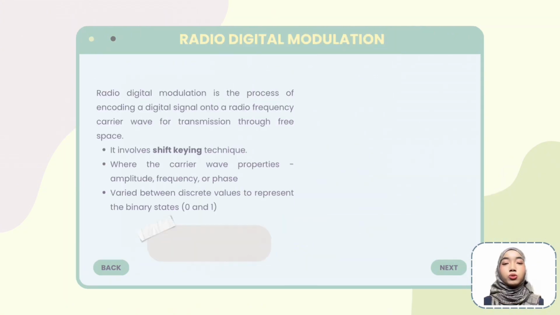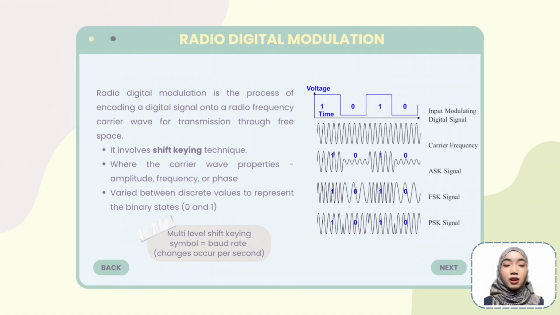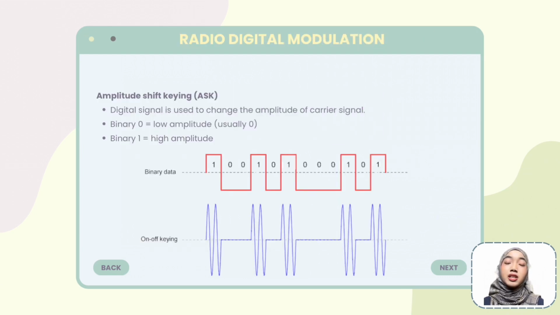Next, let's move on to radio digital modulation. Radio digital modulation is a process of encoding a digital signal onto a carrier wave for transmission through free space. For example, information such as data or voice is transmitted without the need of cables or any physical medium. This modulation involves shift keying techniques, where the carrier wave properties are varied between discrete values to represent binary states 0 and 1. First, let's see together what amplitude shift keying, ASK, is.